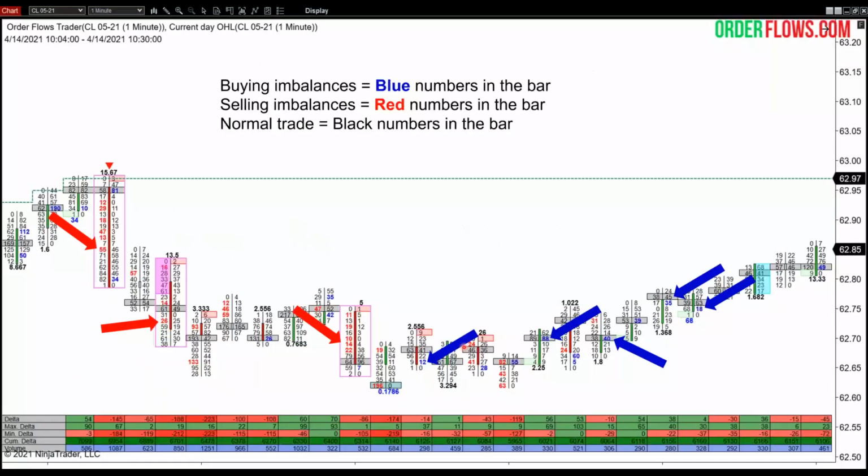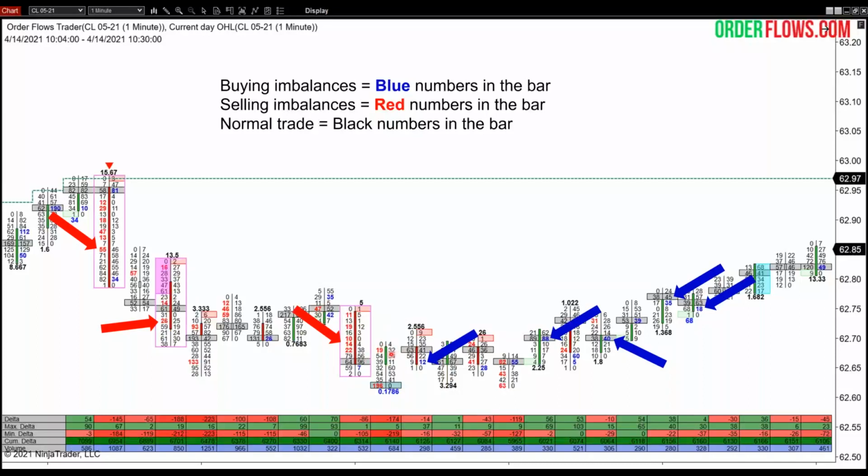And again, in the footprint chart, not every bar is going to have imbalances, right? And the ones that do, it's going to be highlighted, right? Buying imbalances are blue color. You can see the blue ones in these bars. Selling imbalances are red color in the bar, right? If it's just normal order flow, it's just a black number inside the bar, okay?